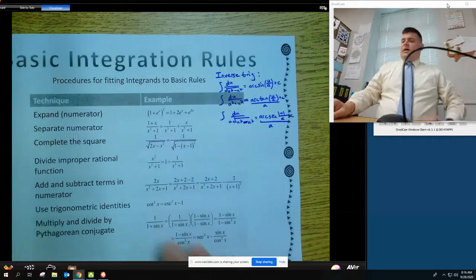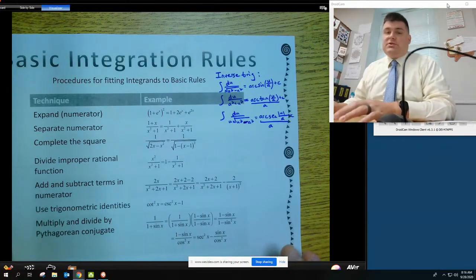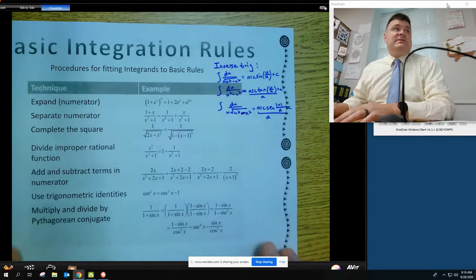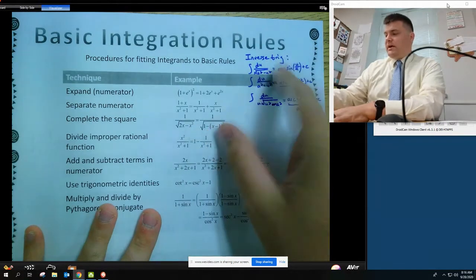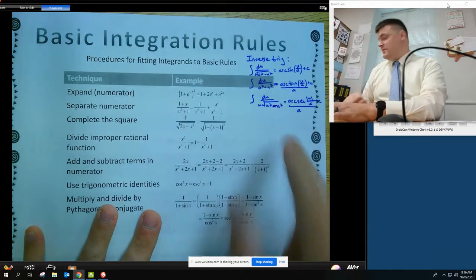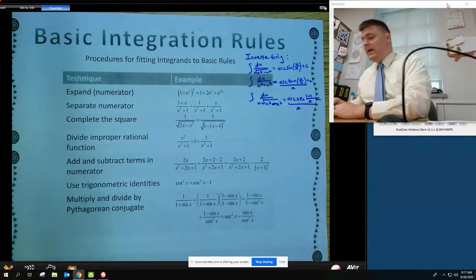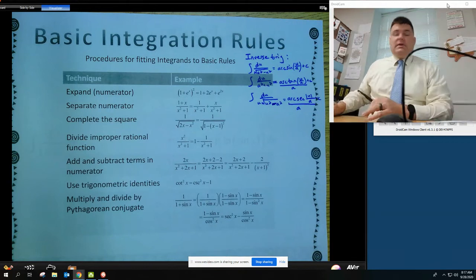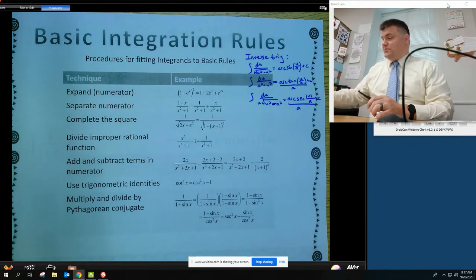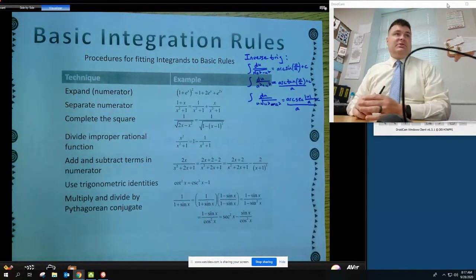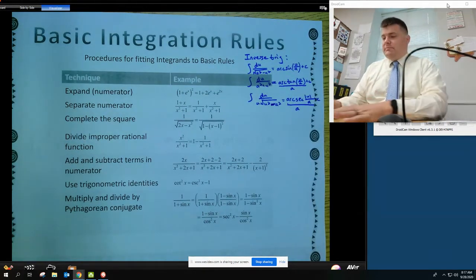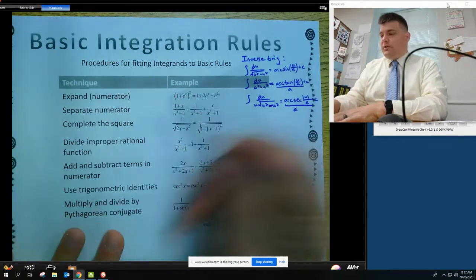Okay, let's get started on our video on basic integration rules, and these are more advanced types of integrals here. I did put in inverse trig identities for integrals. This was on a previous video, but I did want to put them in here because they're going to appear a lot in these notes. So I would definitely get those out so you can look at them as you're going through this.